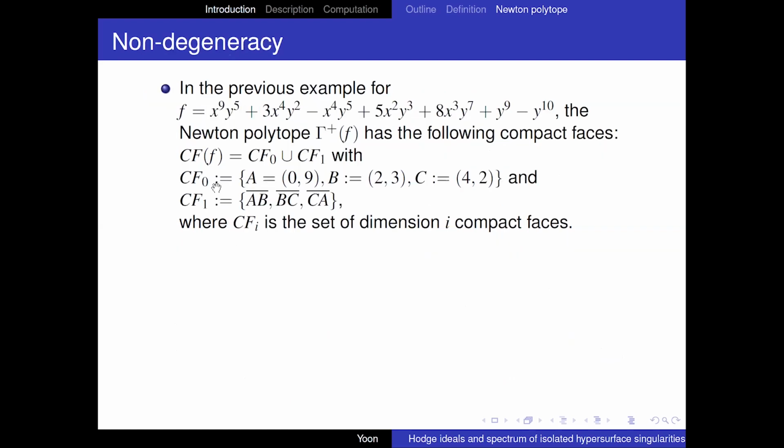So there are 0-dimensional faces. We have 3 points here for the 0-dimensional faces: (0,9), (2,3), (4,2). And we have 1-dimensional faces, AB, BC, CA. So all these are the compact faces.